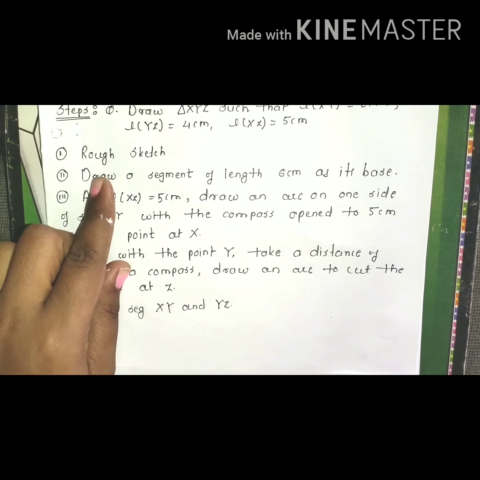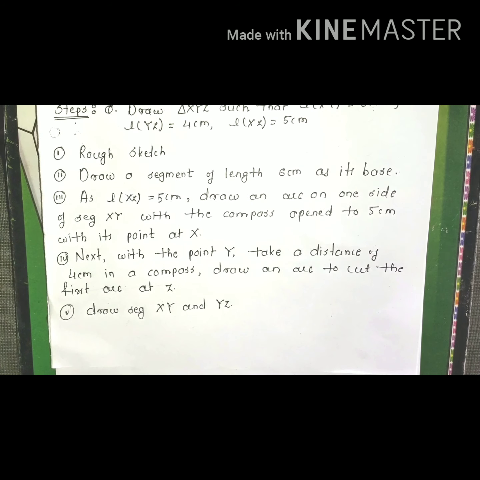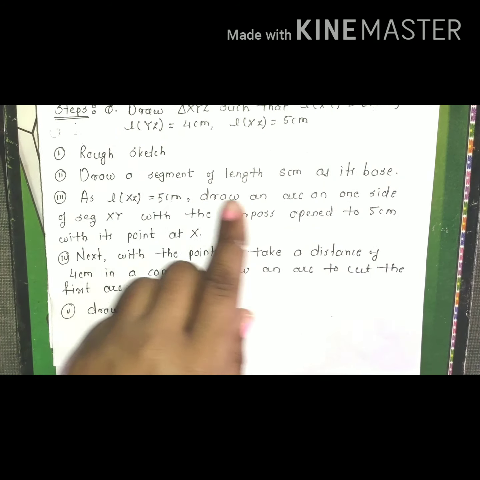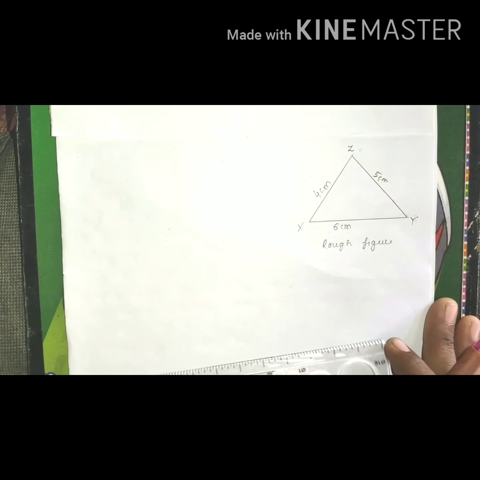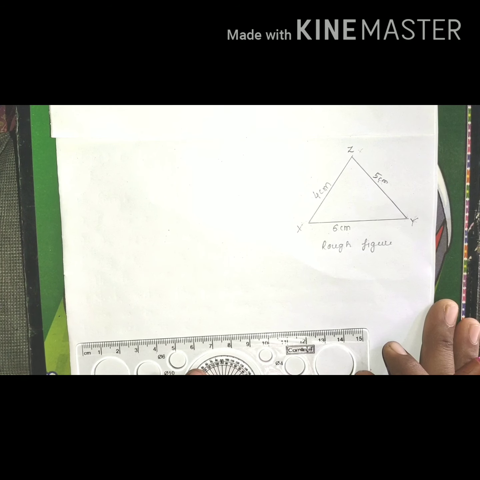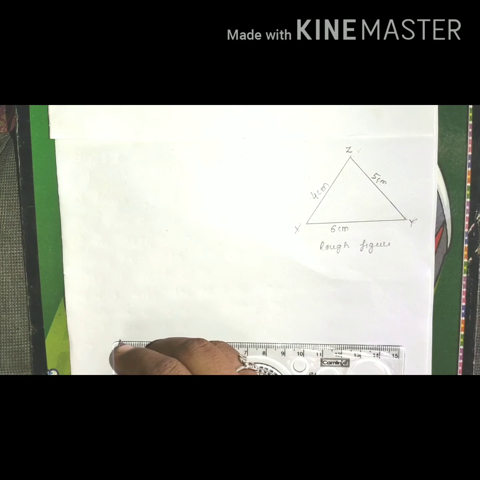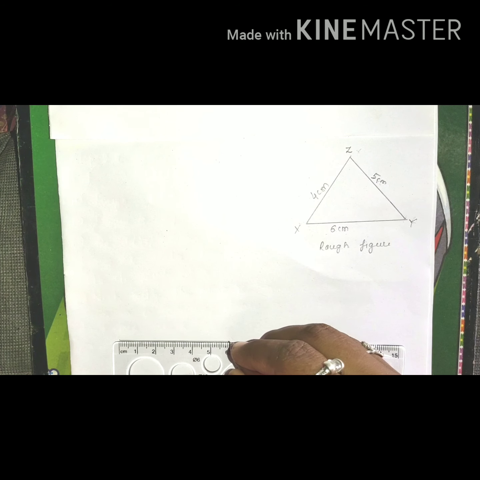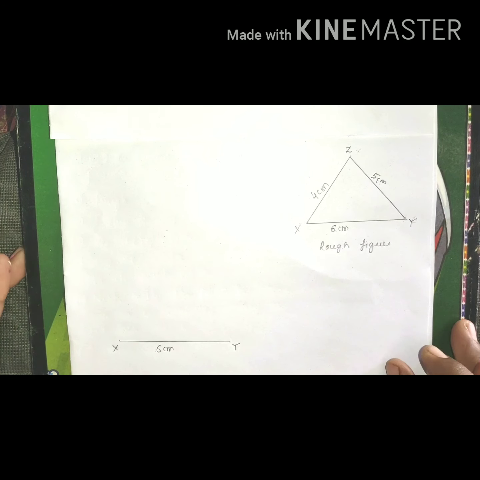Second step, draw a segment of length 6 cm as its base. That means we have to draw a base of length 6 cm. So first of all, take a scale, take a pencil and draw a base of the length 6 cm. Just name it as XY. That is the base of the triangle.